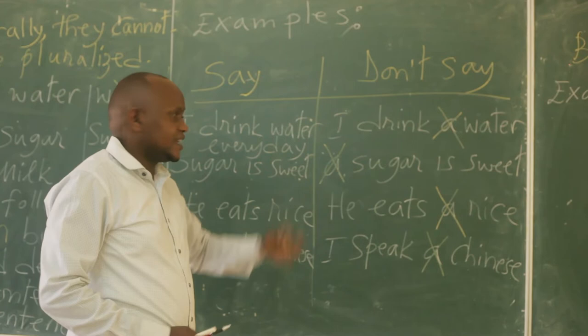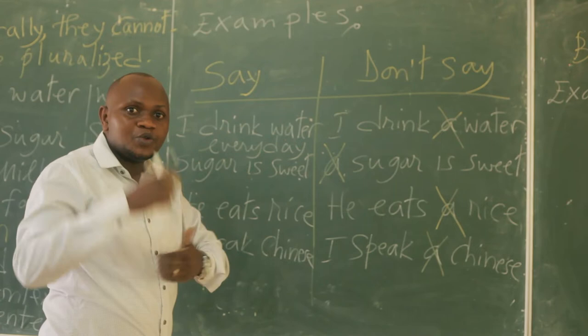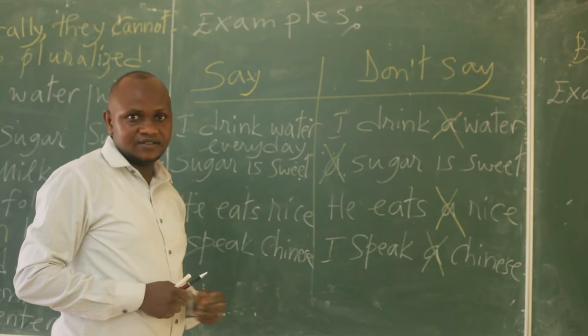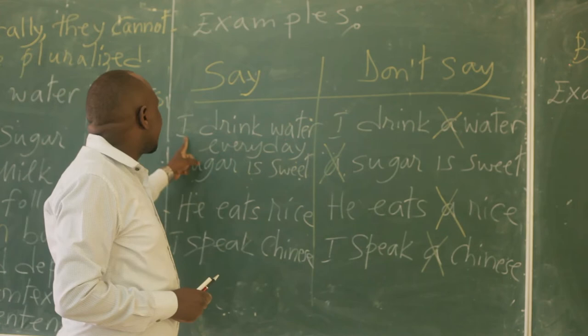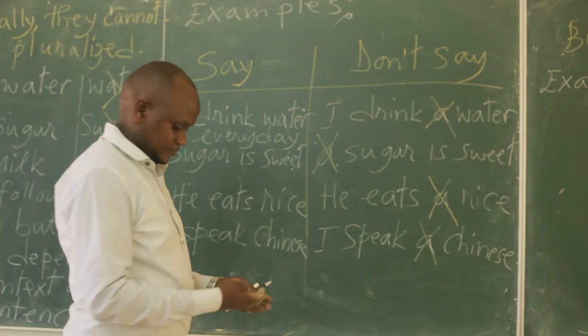Say this, but don't say this. Ibingi bingiye kuguha n'ibindi bindi nyine nawe yo wiga nyine ugenda na ushakisha n'izindi ngero. But don't say this. This is a very big mistake. Ikosa ribi cyane. Just try to say, I drink water every day. I drink water. Don't say, I drink a water every day. Don't say that.